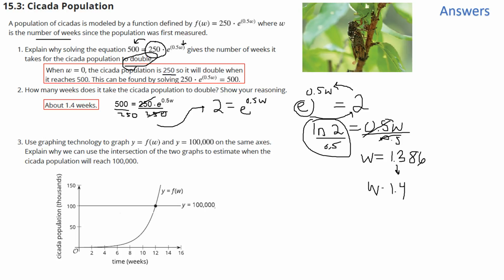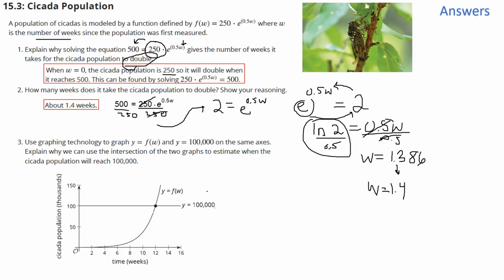Okay? All right. So now that I did that with you, you're going to go ahead and answer question number 1 or number 3. It says use graphing technology, but the graph was already provided, to graph y is equal to f of w, which is this function here, and y equals 100,000, which is this line right here, on the same axis. Explain why we can use the intersection of the two graphs to estimate when the cicada population will reach 100,000. So go ahead and answer that question now.